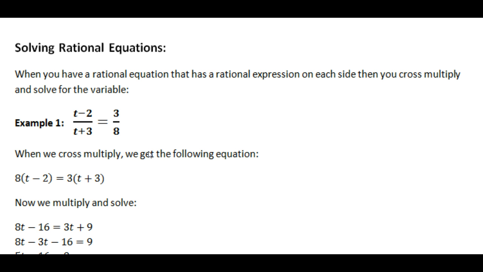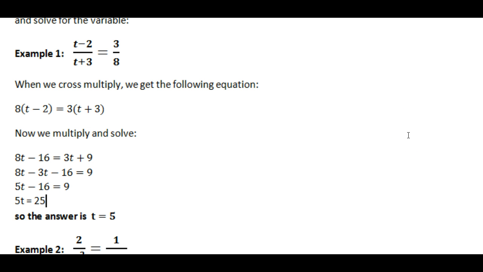And the way we solve those kinds of rational equations is by cross multiplying. So 8 times (t - 2) will be on the left side, and 3 times (t + 3) will be on the right side. Okay, then we do the multiplication, and then you will get 8 times (t - 2) equals 3 times (t + 3). And then now we want to isolate the variable t, right?